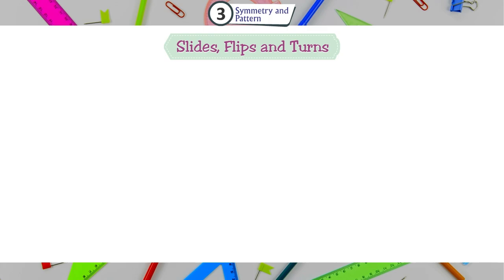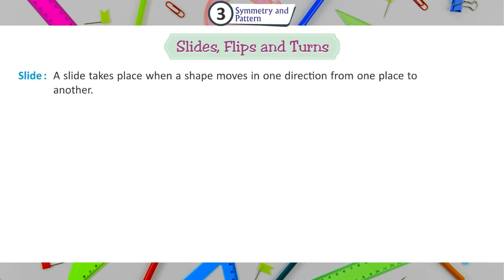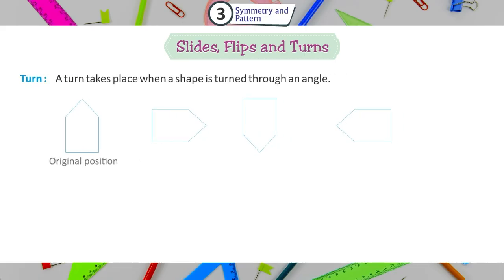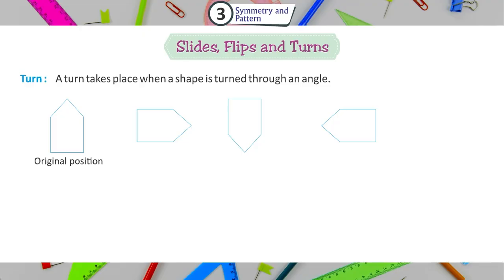Slides, flips, and turns. Slide. A slide takes place when a shape moves in one direction from one place to another. Flip. A flip takes place when a shape is flipped across a line and faces the opposite direction. Turn. A turn takes place when a shape is turned through an angle.